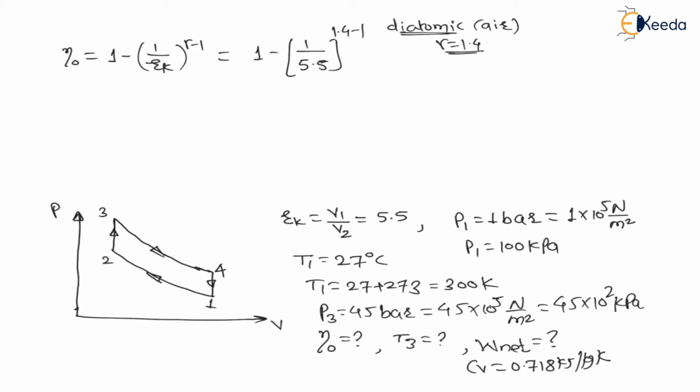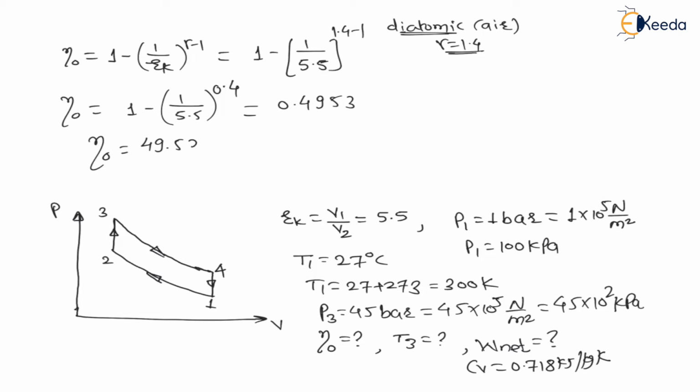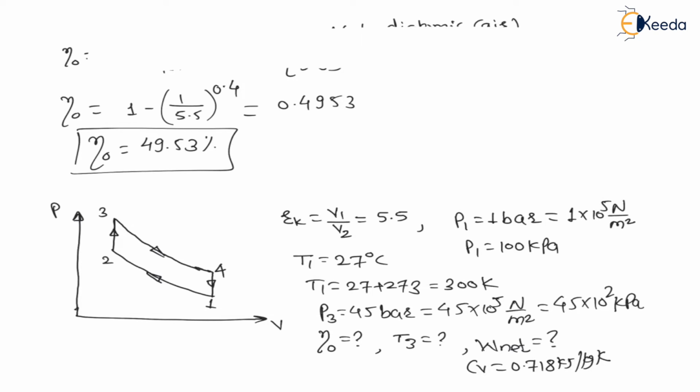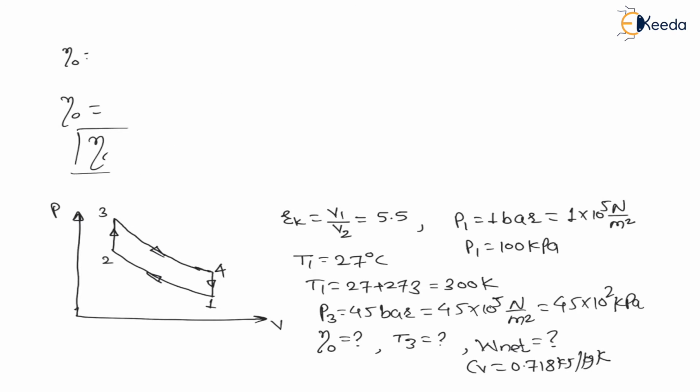So if I put the values, the efficiency of the Otto cycle will be equal to 1 minus 1 upon 5.5 raised to 0.4. Simplify this and you will find the answer is equal to 0.4953. That is, the efficiency of the Otto cycle, or air standard efficiency, will be equal to 49.53%. This will be the efficiency. Now let us find the maximum temperature. After finding the efficiency, that is 49.53%, our target is to find T3, the maximum temperature in the cycle.